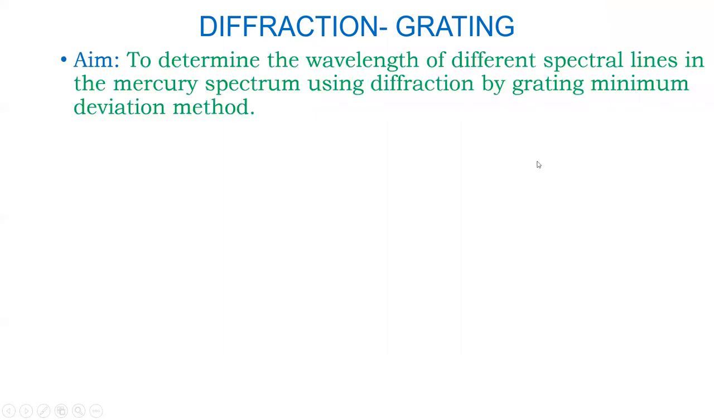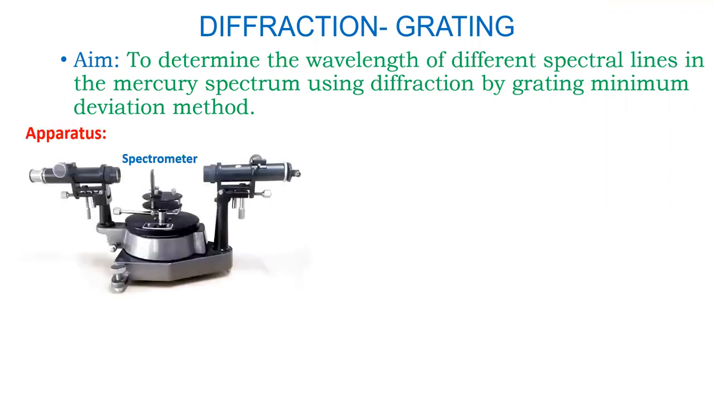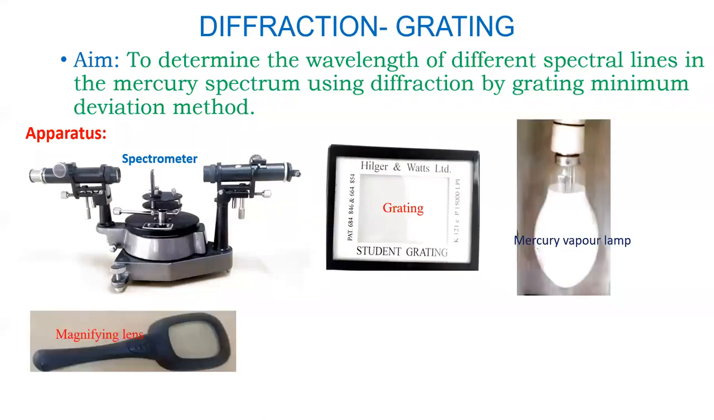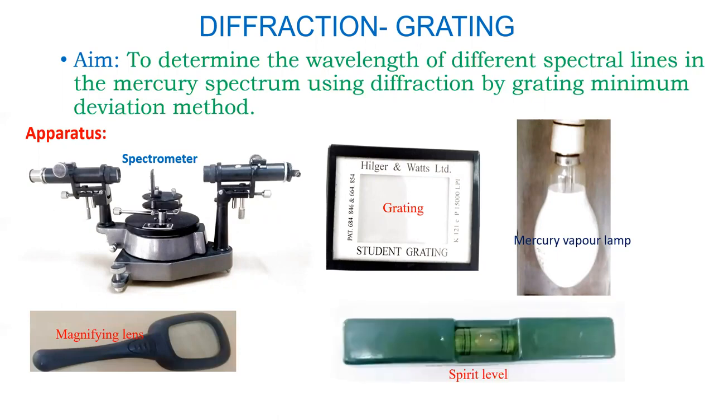Dear students, welcome to today's practical class in which we are going to learn how to perform the diffraction grating experiment in our laboratory. The aim of the experiment is to determine the wavelength of different spectral lines in the mercury spectrum using diffraction by grating, minimum deviation method. The apparatus required: spectrometer, grating, mercury vapor lamp, magnifying lens, spirit level.